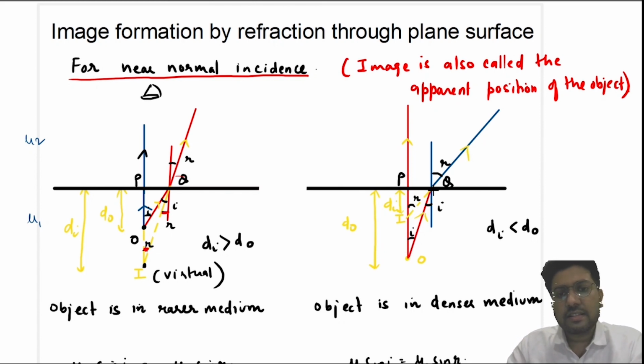Then this is the second ray, and when the light moves from a denser medium to a rarer medium, in that case the ray of light travels away from the normal, right? So this is away from the normal. These two rays cannot intersect here, it will intersect behind, right? So if it is intersecting behind, this is the point of intersection of these two rays, and this is the position of the image. So this length is di and this length is do, right?